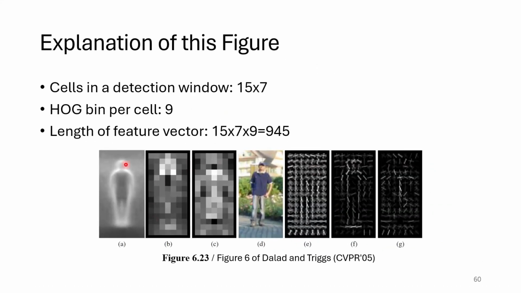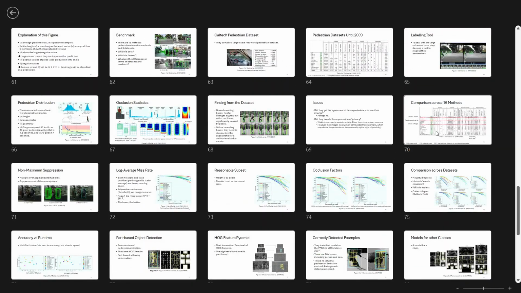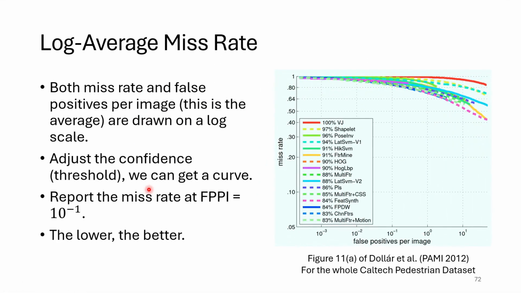this one, the HOG works well. But we don't have any effective highlight feature, although the Viola and Jones method can be applied for pedestrian detection. So, they compared the 16 methods. They found Viola Jones was the worst, and the HOG works well.